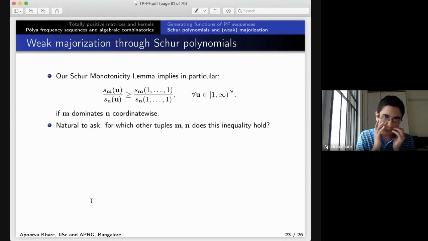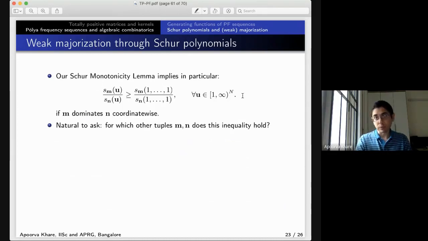So in particular, what does this lemma imply? It implies the following result. Suppose I take all my coordinates of u's to be bigger than 1. Then because this function is coordinate-wise increasing, the ratio here is bigger than the same ratio evaluated at 1, 1, 1. That's just what I told you we proved on this part of the positive orthant. And this is true when m dominates n coordinate-wise. But maybe there are other tuples of powers, bold m and bold n, for which the same inequality is true for all u like this.